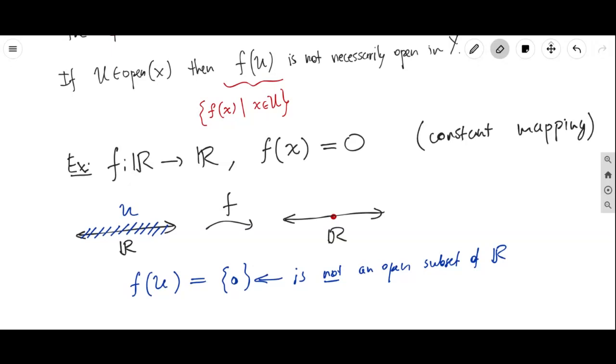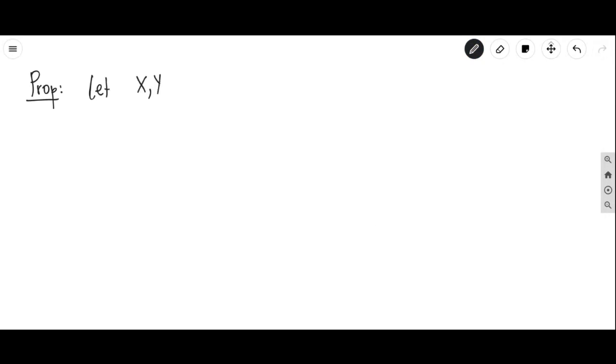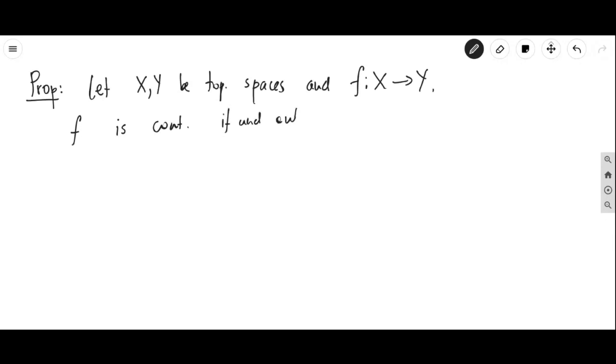Okay, so I want to mention some propositions. Let's begin with this proposition. Let X and Y be topological spaces, and f is a function from X to Y. Then f is continuous if and only if. This is another way you can restate continuity.